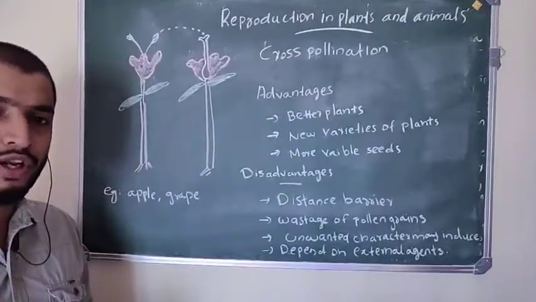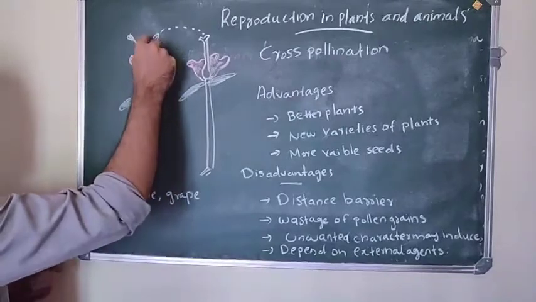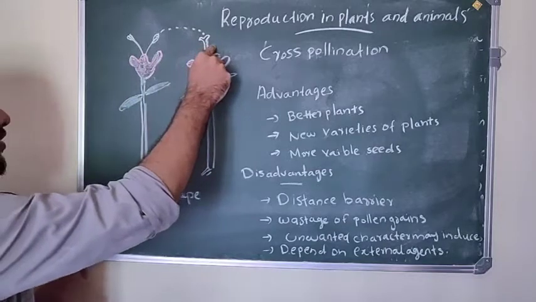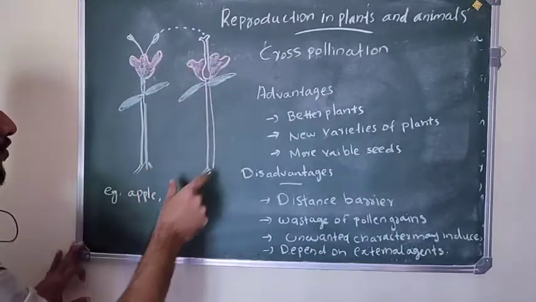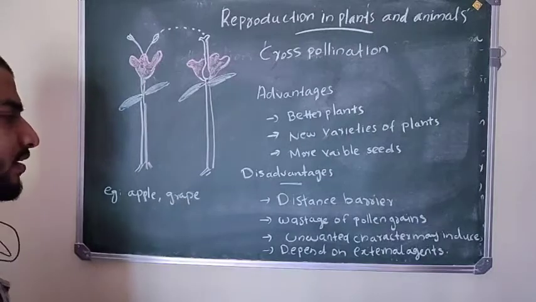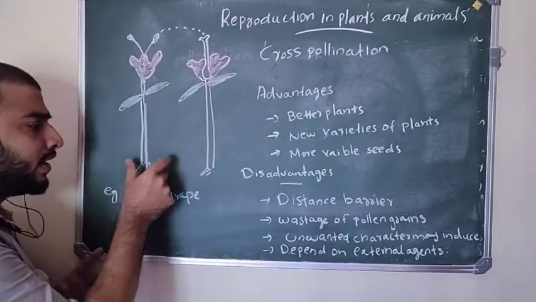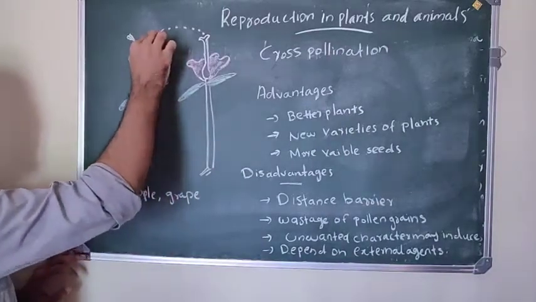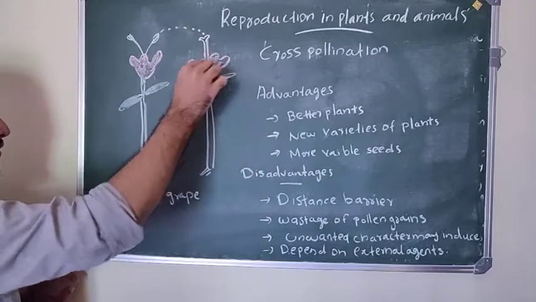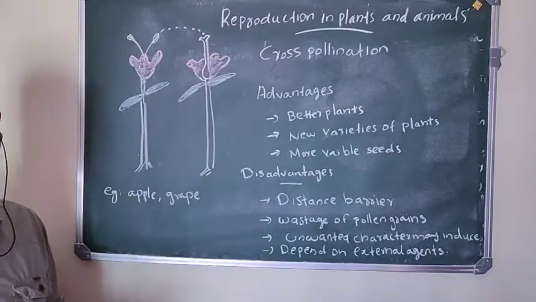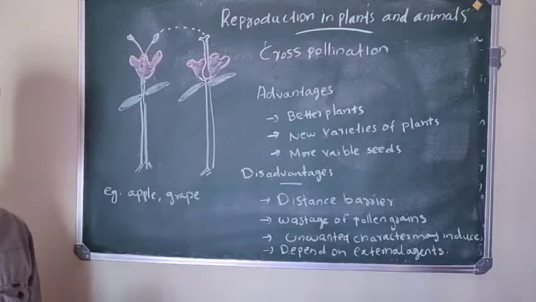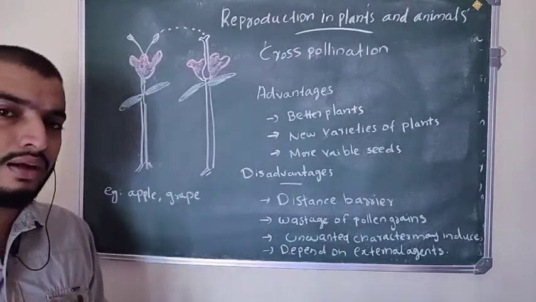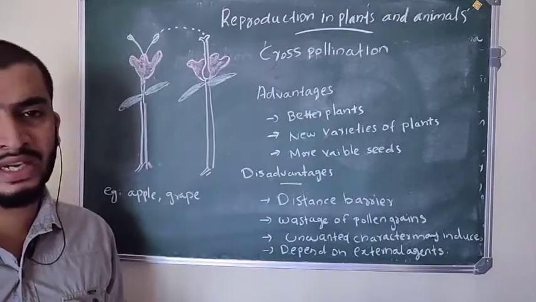So what is cross-pollination? Cross-pollination means transfer of pollen grains from the anther of one flower to the stigma of another flower of another plant of the same species. For example, this is one apple tree, and this is another apple tree. From this apple tree, the pollen grains go to the other apple tree. That is cross-pollination. Cross-pollination is present in apple, grape, and plum. It has both advantages and disadvantages.